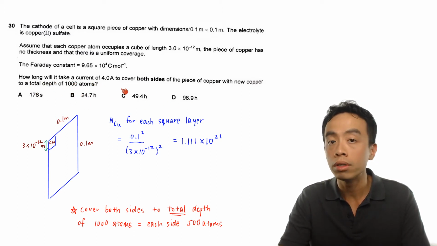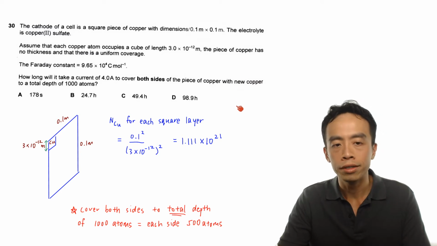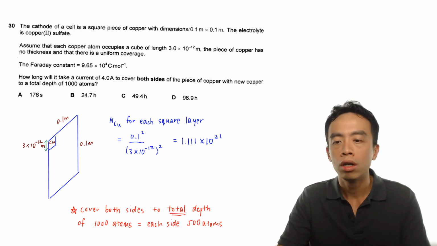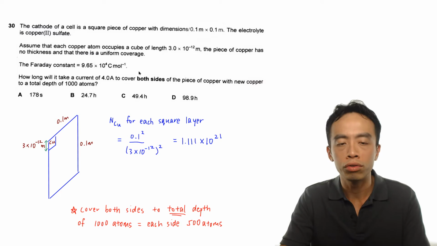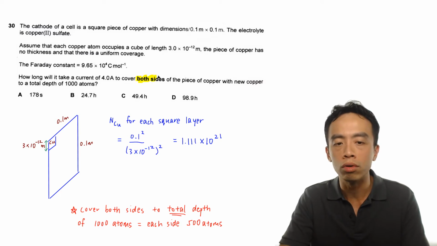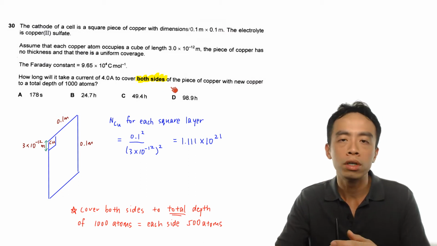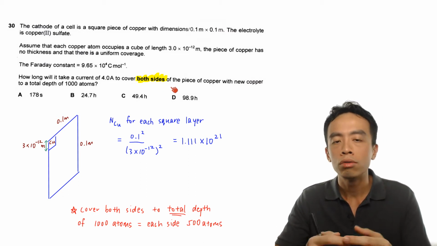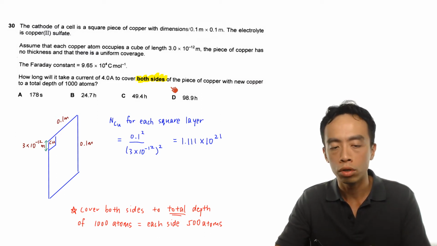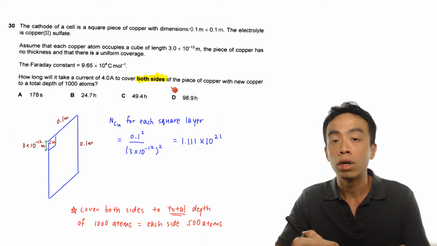So we're given 4 options. Later we will calculate this. The interesting part of this question, or maybe the controversial part, is this phrase here: covering both sides of the piece of copper. Certain students will interpret this in a certain way, and some of us will interpret this in a different way. So let me show you how I interpret this question, and then we will try to discuss this.